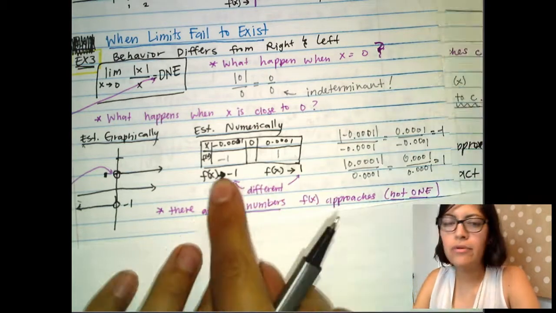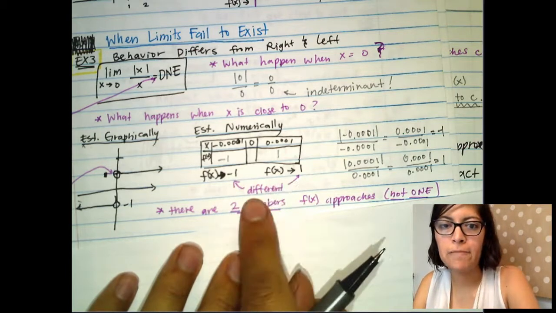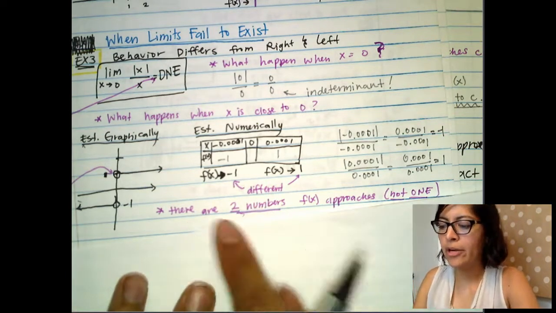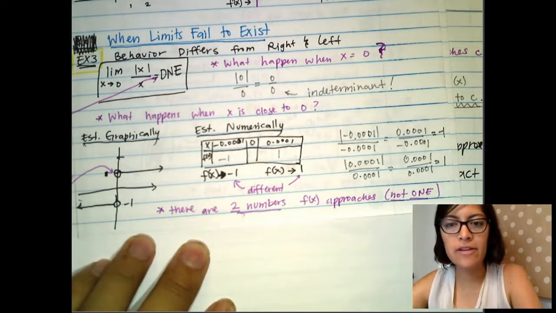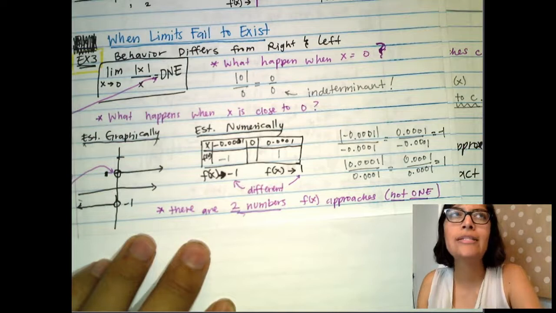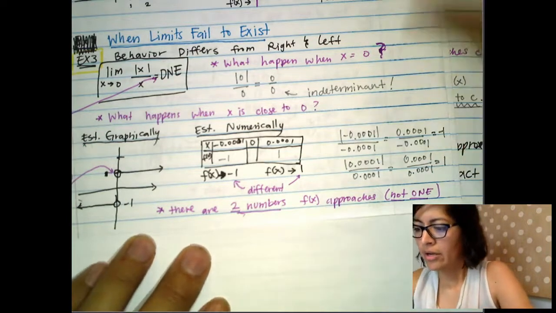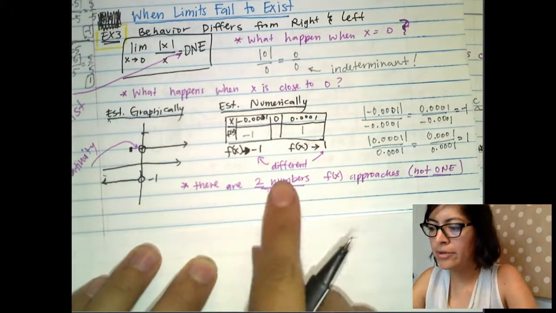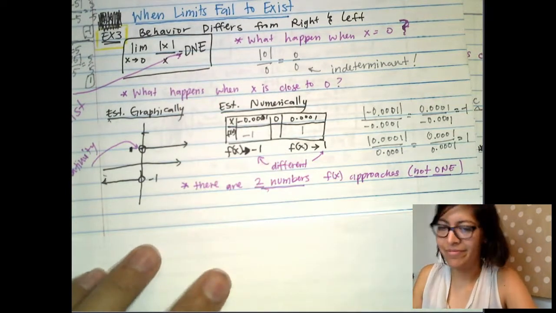So these two functions approach two separate numbers. They're different. There are two different numbers f of x approaches, not one. The definition for a limit requires us to have one number, not two. Because there are two numbers, not one, the limit does not exist.